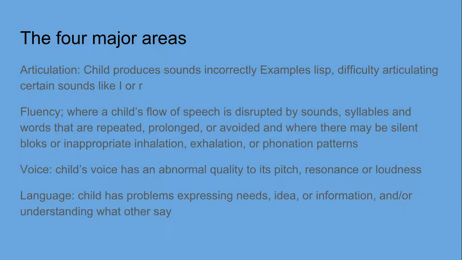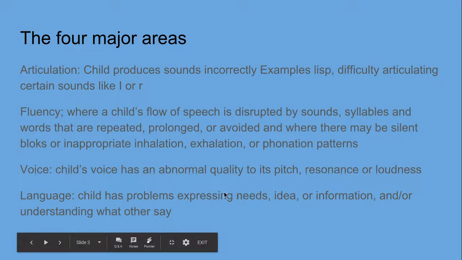Fluency is another one, where a child's flow of speech is disrupted by sounds, syllables, and words that are repeated, prolonged, or avoided, and where there may be silent blocks or inappropriate inhalation, exhalation, or phonation patterns. Voice is when the child's voice has an abnormal quality to its pitch, resonance, or loudness. And then language, where the child has problems expressing needs, ideas, or information, and or understanding what other people have to say. So like I said, those are the 4 major areas.